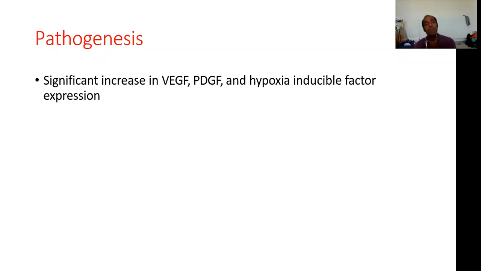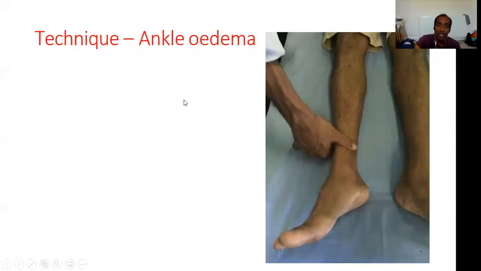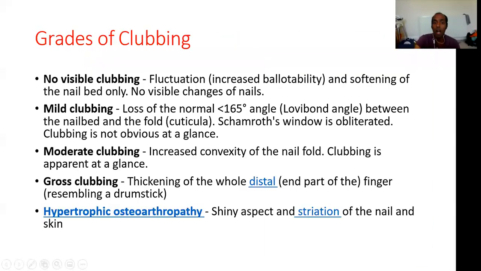So basically, the pathogenesis of clubbing could be due to these types of growth factors and the expression of these growth factors. But very important, remember the technique of clubbing is very important, how to look for clubbing.